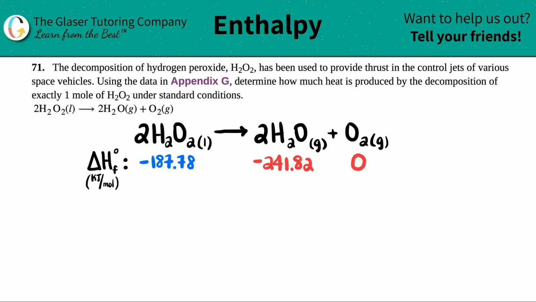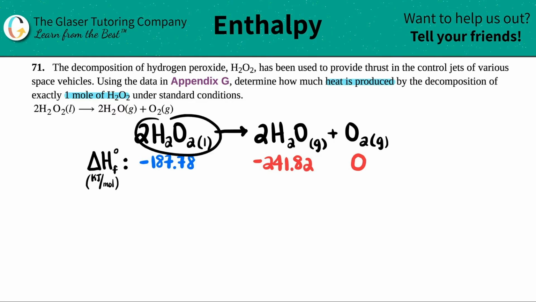Number 71. The decomposition of hydrogen peroxide, which is H2O2, has been used to provide thrust in the control jets of various space vehicles. Pretty cool. Using the data in Appendix G, determine how much heat is produced by the decomposition of exactly 1 mole of H2O2 under standard conditions. And then they gave us the formula here, which I already copied for you guys.